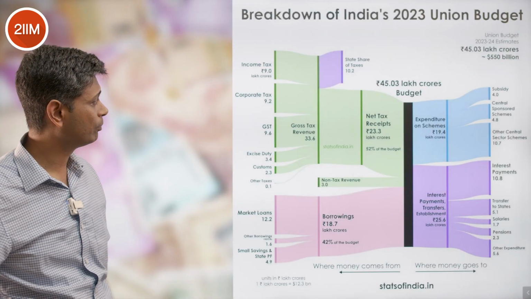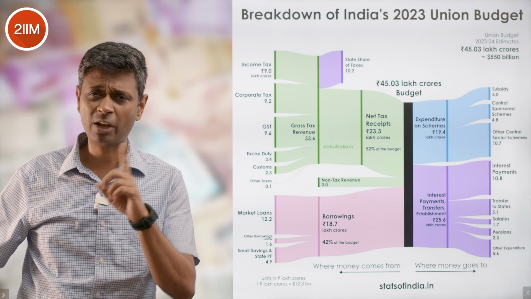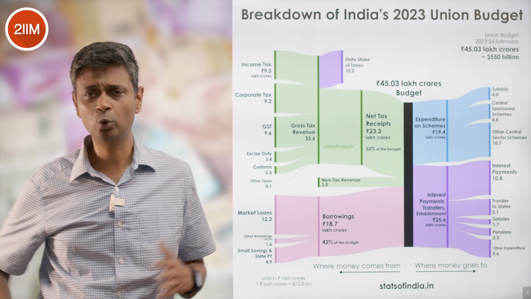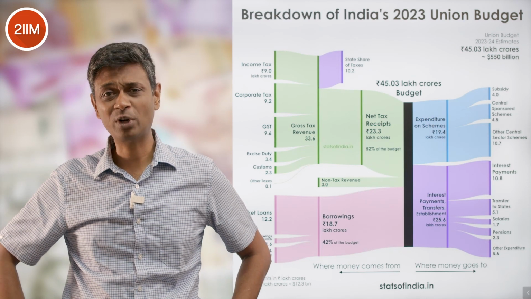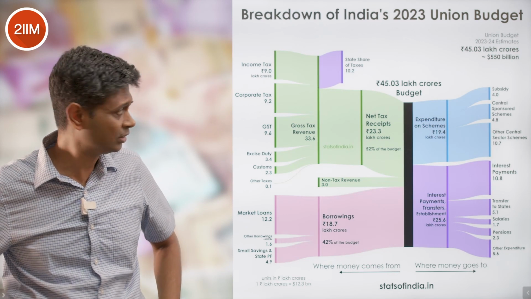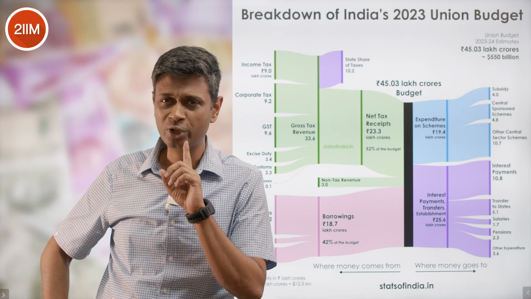Wonderful. Before we go further, let's look at this beautiful chart. Straight away, I must tell you that this is from Stats of India. Fabulous group or person or entity or whatever you call it. They've done this rather good chart. So I'm going to spend some time looking at this. It's beautifully done. I must say, this is not our work, this is Stats of India. So go check out what they have done.